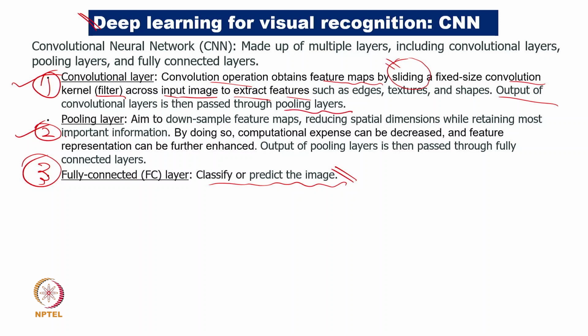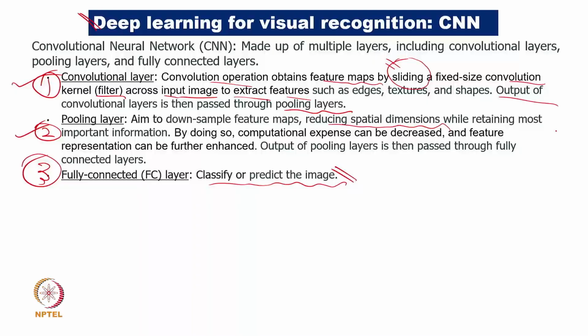The next one is the pooling layer. What are we doing in the pooling layer? We are trying to reduce the spatial dimensions. We are reducing the sizes so that we can retain only the most important information, and of course because of this we will be able to reduce the computational expenses. The computational expenses will reduce, and whatever important features are there will be extracted.